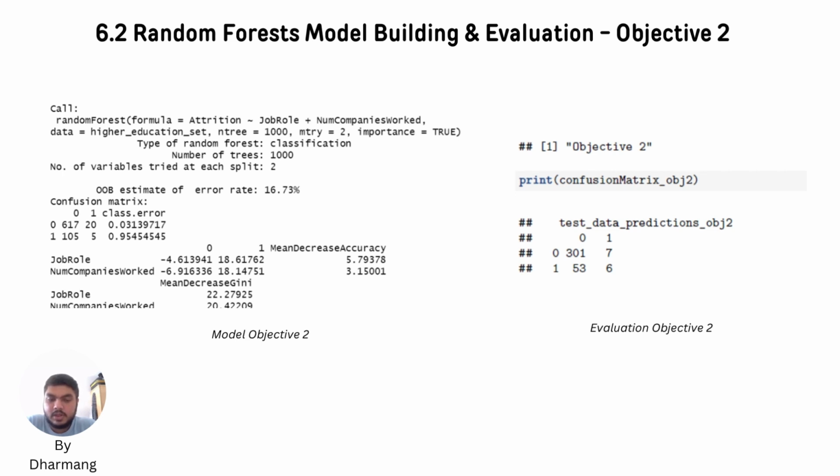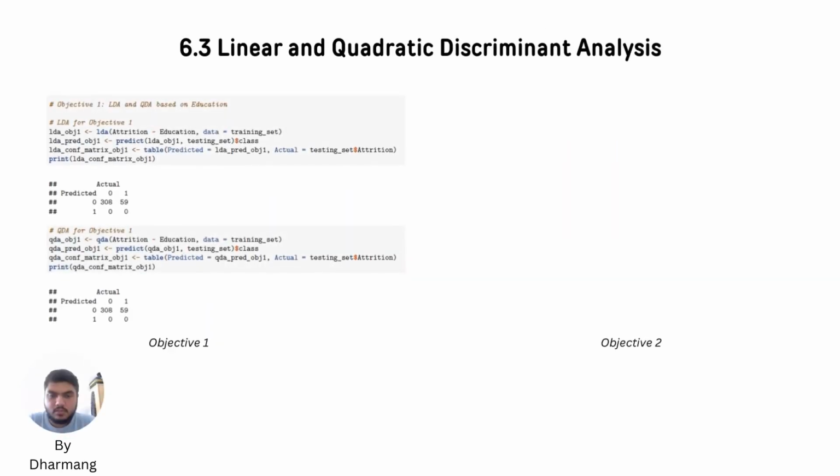correctly predict attrition cases. Variable importance measures show negative mean decrease accuracy for both predictors, suggesting they might detract from the model accuracy. However, the higher mean decrease Gini value suggests these variables do affect the model's decisions regarding node purity.